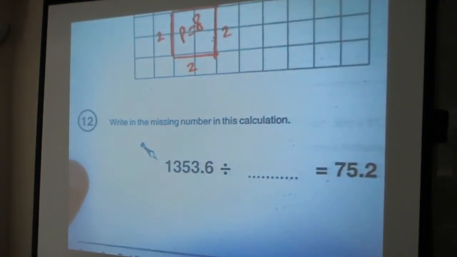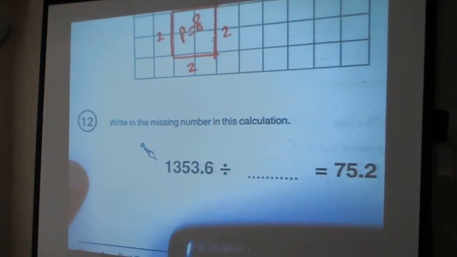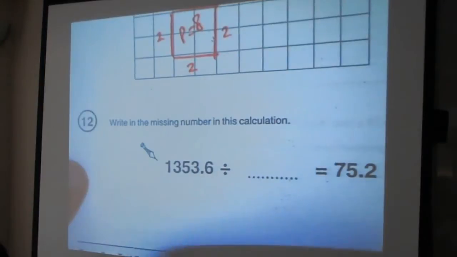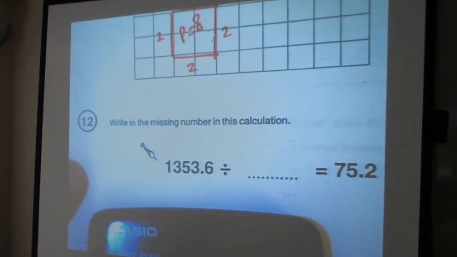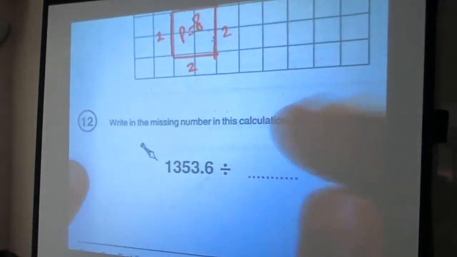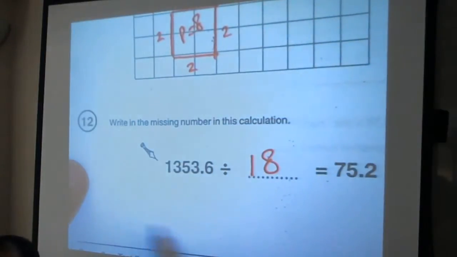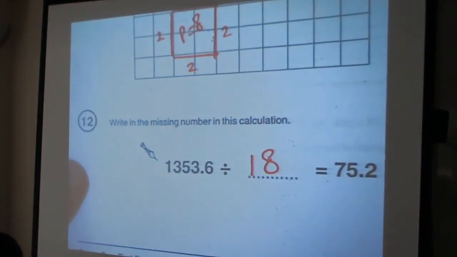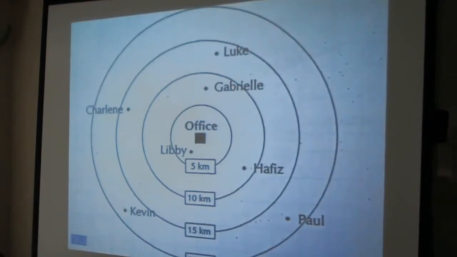You have to do 1353.6 divided by 75.2, and that gives an answer of 18. So I want somebody now in the room to do that calculation. Do 1353.6 divided by 18 and check that it gives us 75.2. Yeah. Good.